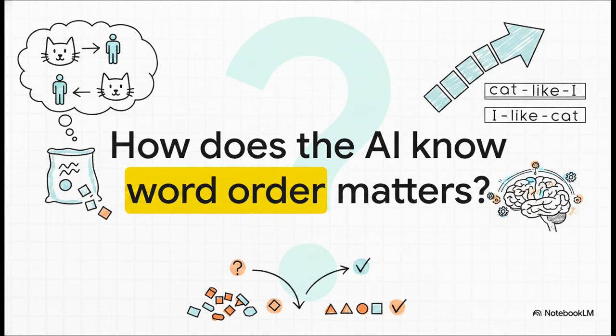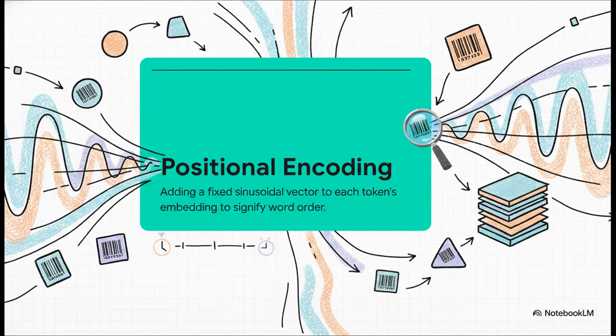Let me just ask you this directly. How does the AI know the difference between the phrase, "cats like I" and "I like cats"? To a basic self-attention mechanism, these two sentences look completely identical. It just sees a big bag of words and treats every position equally. If we actually want our AI to generate coherent sentences, it desperately needs to understand that the order of words changes the meaning entirely. So the crucial point is how we inject that sense of time.